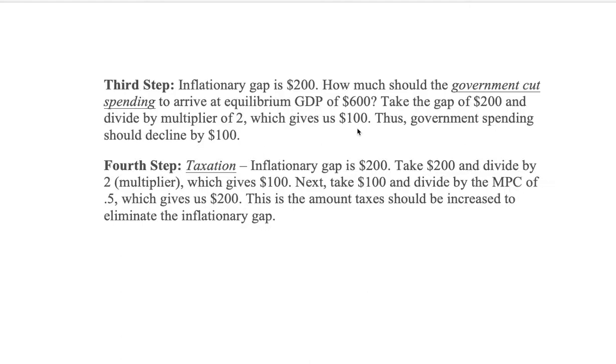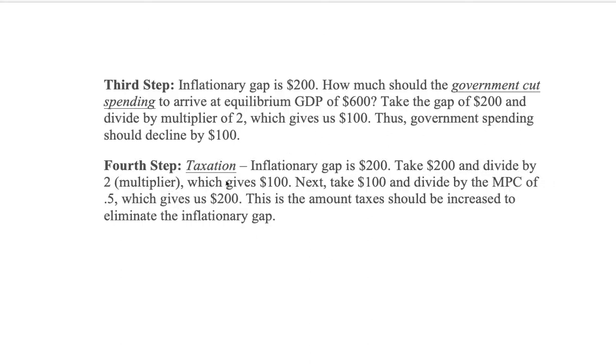So the full impact by the government reducing its spending by 100, we got to think multiplier now. 100 times a multiplier of 2 is 200. So when the government cuts back their spending by 100, the full impact on the economy is for GDP to decline by 200. Guess what? 800 minus 200, we get back to where equilibrium GDP and full employment GDP happens to be one and the same.